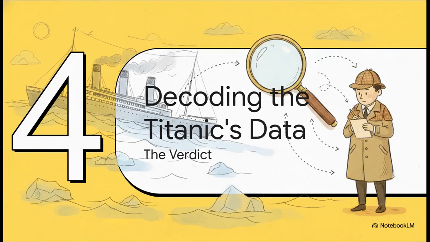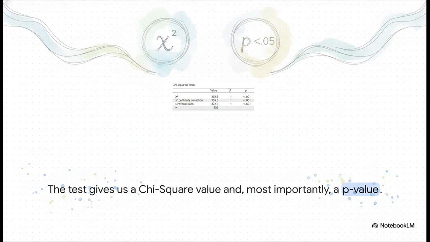All right, so we get the logic. It's reality versus random chance. Let's see what the final verdict from our detective is. What does the Titanic's data actually tell us? So after the test crunches all those numbers, comparing the real ones to the expected ones, it spits out two key values. And these two numbers hold the answer to our big question.